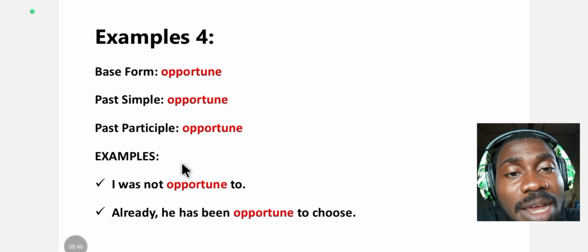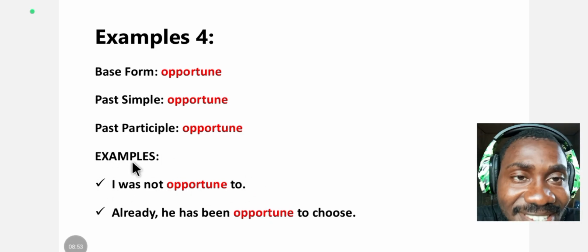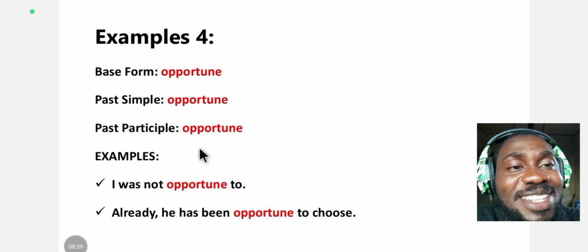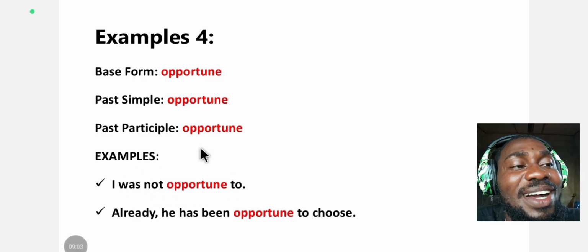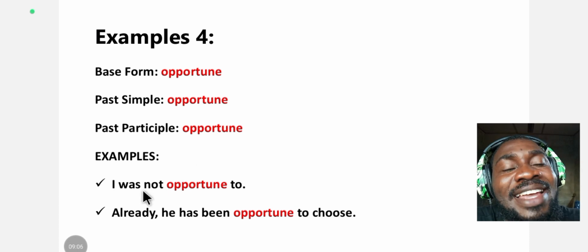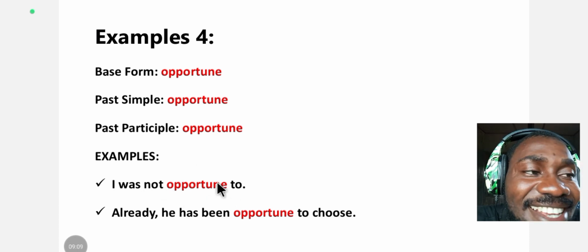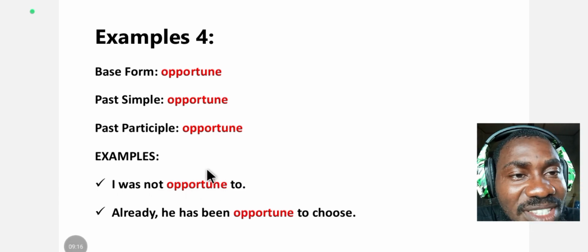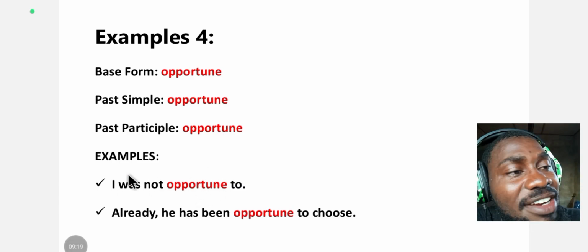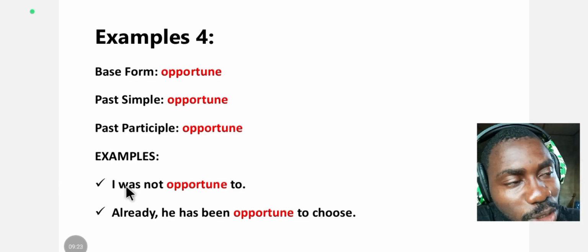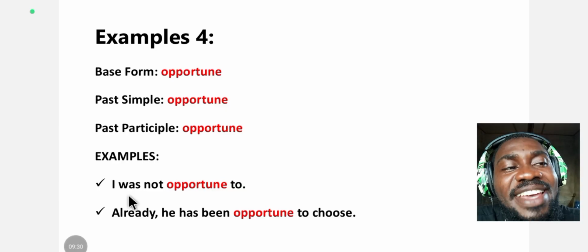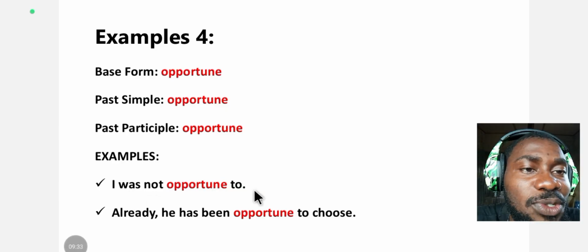So let's look at examples to further illustrate this. The first example here is "I was not opportune to." Correct. The sentence here is in the past tense. "Was" is telling us that. Since the present, past, and past participle forms are the same spellings, how then do you know that the sentence is in the present or past form? Because of the "was." Opportune is the base verb, but an auxiliary verb like "was," a helping verb, helps us know. That's why it's called an auxiliary verb, a helping verb. So "I was not opportune" is in the past form.